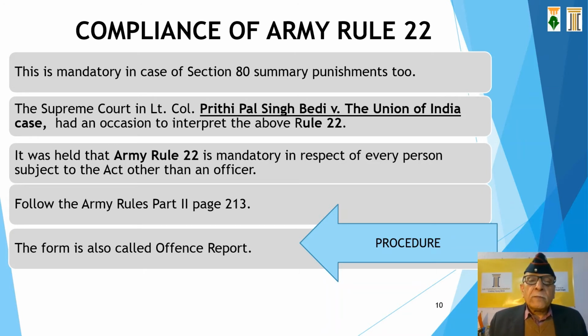Before I go to the form, a point about Army Rule 22. This is mandatory in the case of Section 80 also. You would recall I had said that this is the first opportunity where an accused can disprove the charge against him, can rebut, can give his version. So compliance of Army Rule 22 is mandatory even in the case of Section 80 that pertains to summary punishment. This was so held by the Supreme Court in PPS Bedi's case, and for that the procedure is to comply with the offense report form, where proceedings under Section 80 are also made use of.